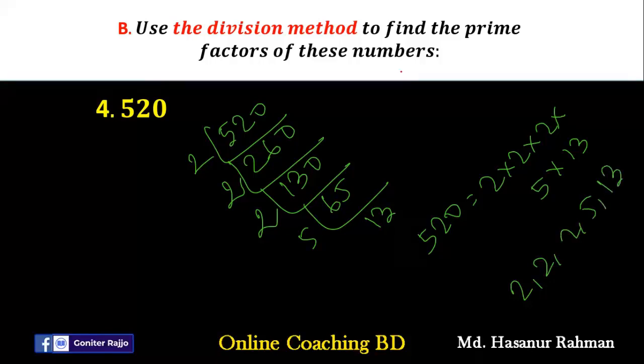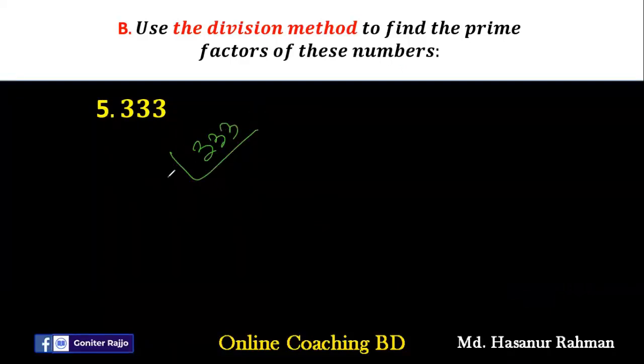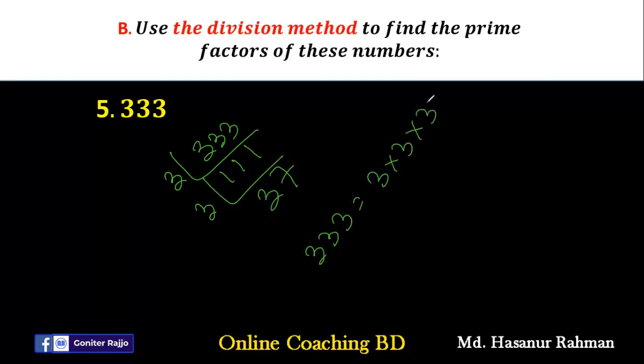Now number 5. Number 5 says we have to find out the prime factors of 333. So how can we solve? We can divide 333 by 3. 3 1s are 3, 3 1s are 3, 3 1s are 3. We can again divide 111 by 3. So 3 3s are 9. We have 2 left, 21, 3 7s are 21. So 333 will be 3 multiplied by 3 multiplied by 37. So what will be the prime factors of 333? That will be 3, 3, 37.